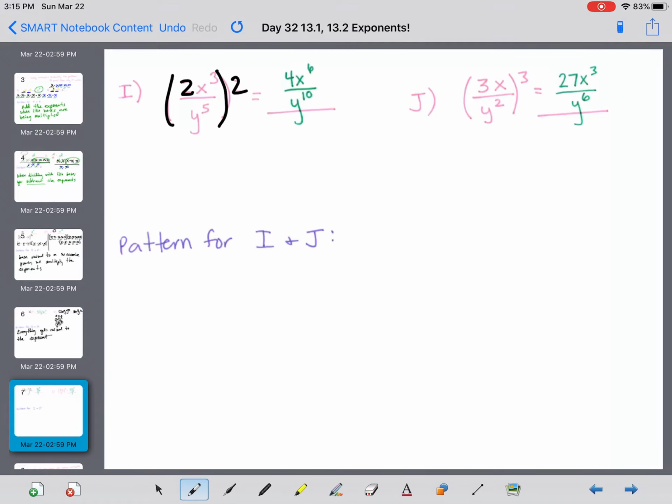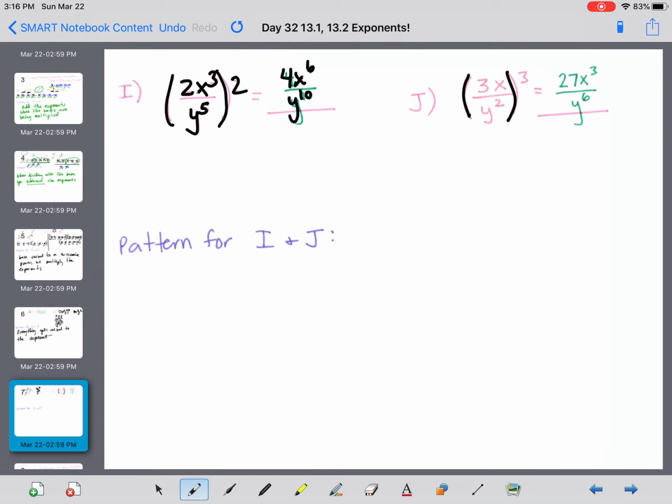So take 2 squared, 2 times 2. That's where the 4 is going to come from. Now take x to the third power and raise that to the second power. So successive powers means 3 times 2 would give me x to the sixth. In the denominator, I don't care that it's in the denominator, I'm just keeping track of its location. So y to the fifth raised to the second power would give me y to the 10th, because now it's a power raised to a power. So I'm going to be multiplying those exponents together.